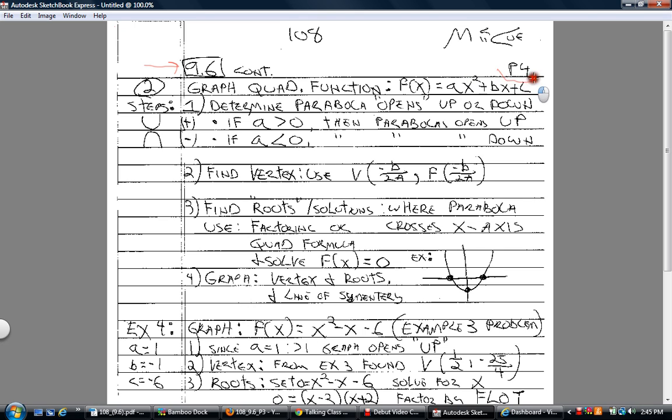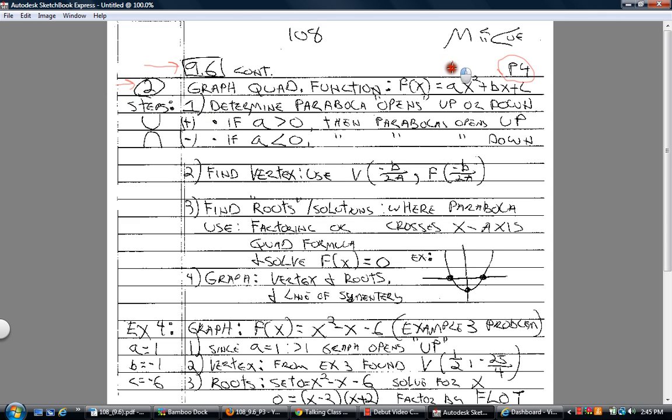Finally on page 4 we're going to actually do some graphing here now, and so we're going to take advantage of our hard work in finding the vertex, and we're going to use also how we find the solution or roots, and then we're going to graph the line of symmetry and find a vertex, line of symmetry, roots, and go ahead and graph.